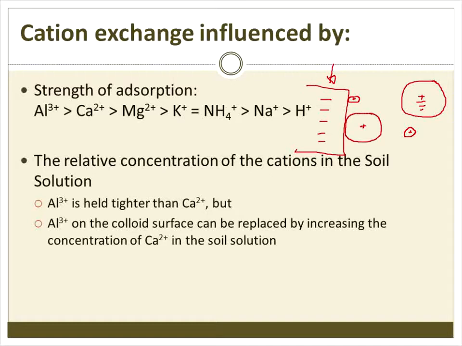So just like with two magnets, the further away you get the positive end of one magnet from the negative end of the other magnet, the less attraction they have. So these two guys are attracted fairly tightly. These two guys, not so. All right. So those are things that are affecting the strength of absorption. The point being that things like aluminum are held tighter than calcium, which are held tighter than hydrogen. Okay.